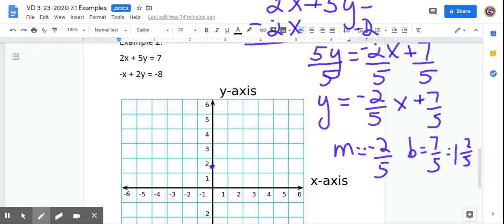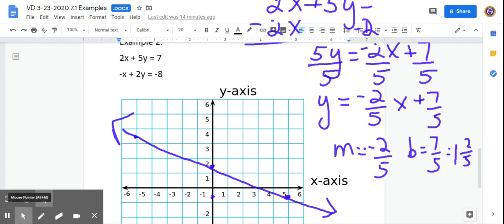Then we're going to go to our slope, -2/5. So we're going to go down 2. So 1, 2, that's going to be right about there. And over 5: 1, 2, 3, 4, 5. Okay. We can go up 2, 1, 2, and left 5. That's going to be about there. And we're going to draw our line.